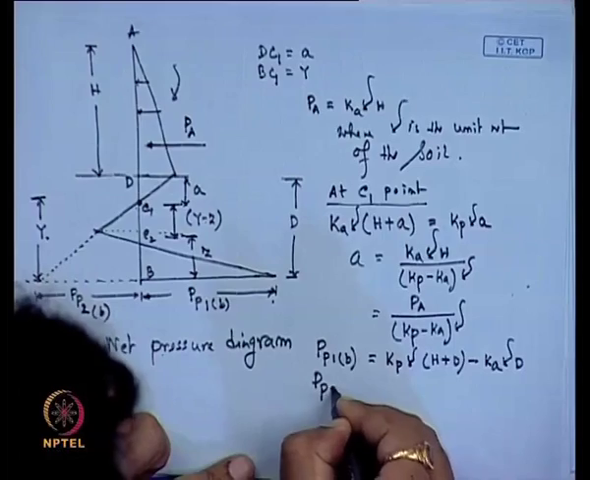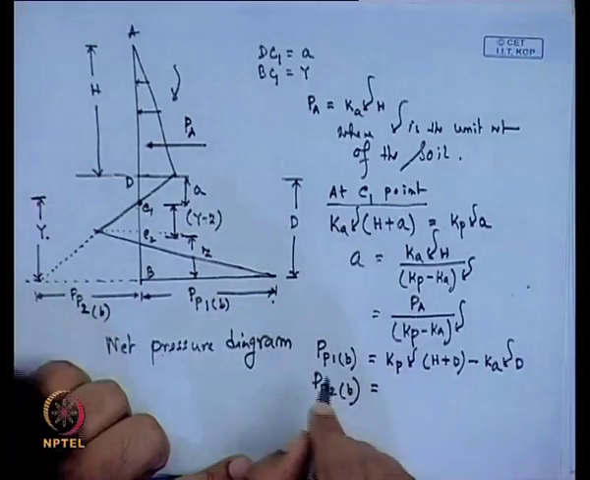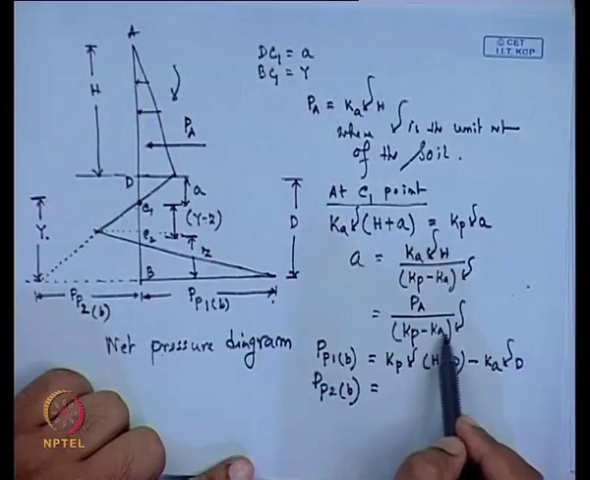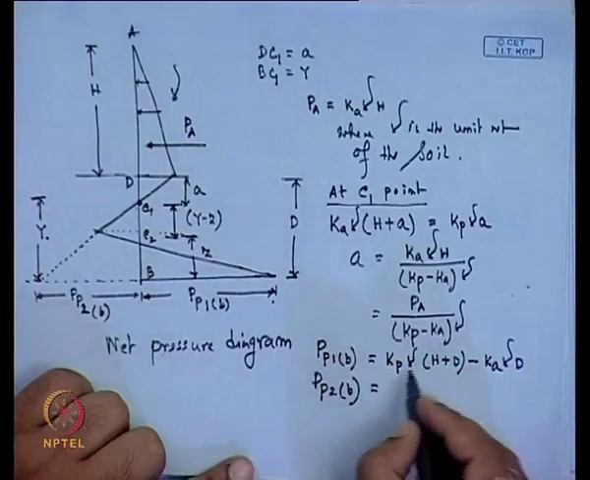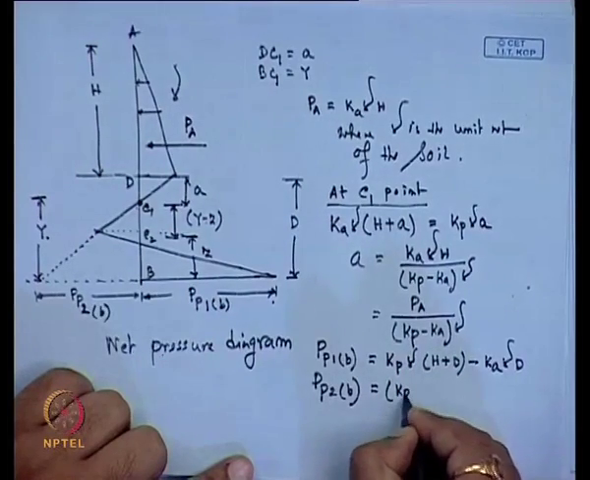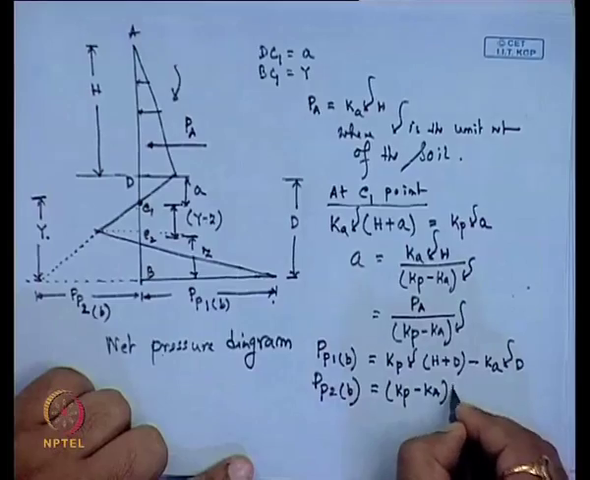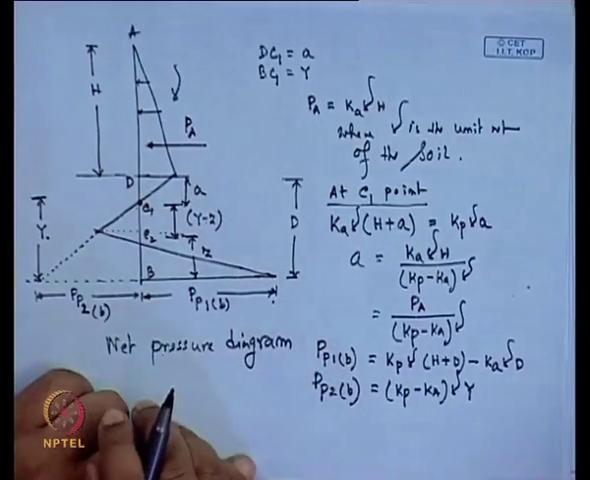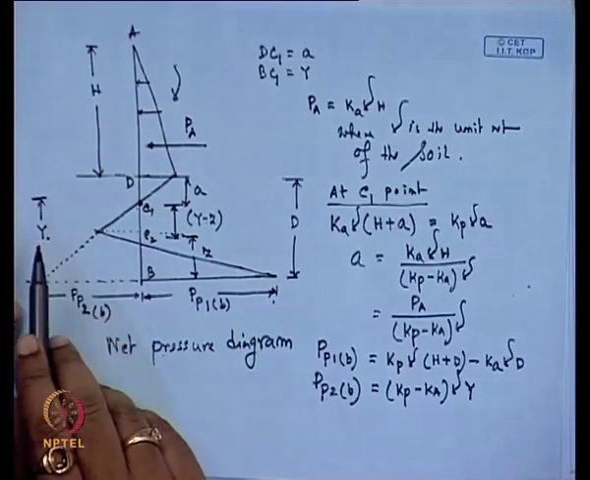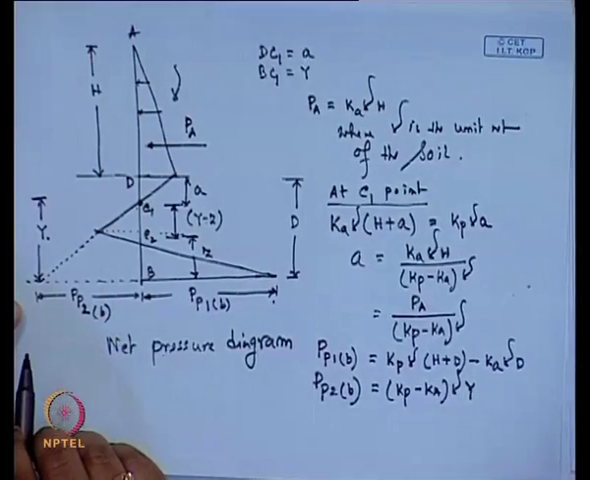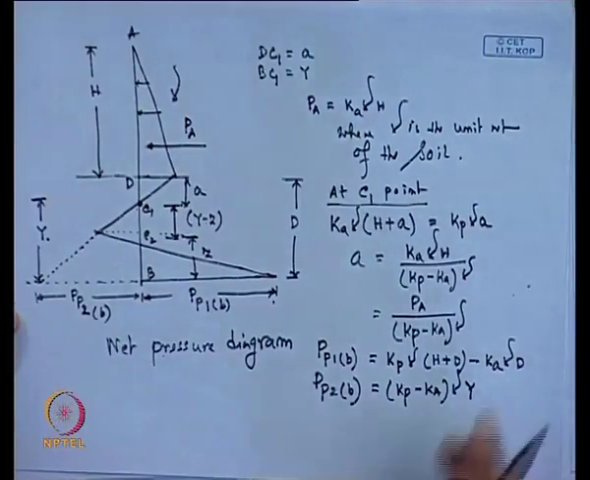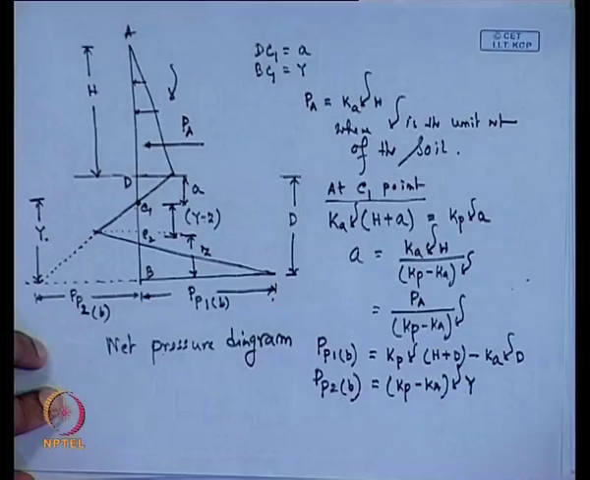Similarly, P P 2 B, that is equal to, because at A is P A into K P minus K A into gamma. So, we can write this value, that P P 2 B, that will be K P minus K A into gamma into y. So, this is y, the net pressure is K P minus K A into gamma into y. So, this is the net pressure for this P P 2 B.